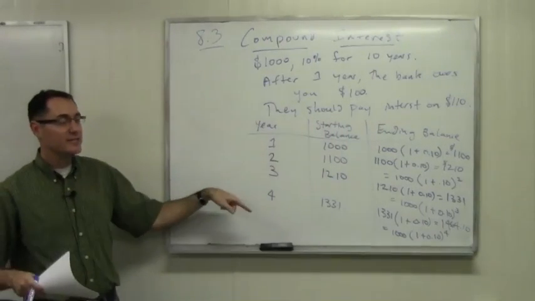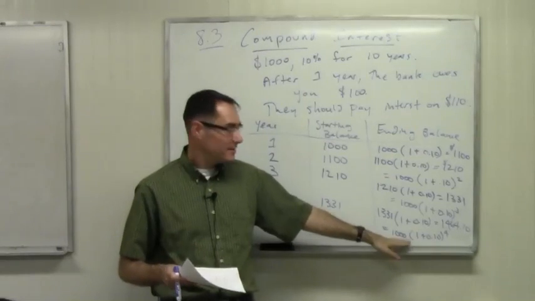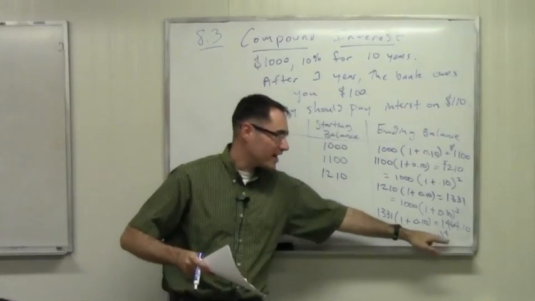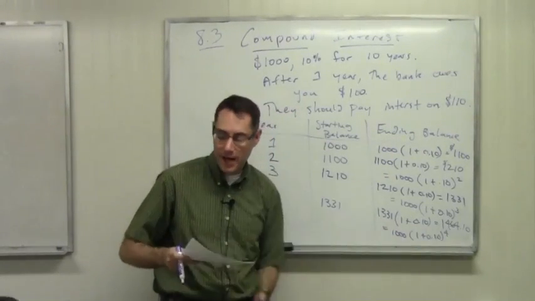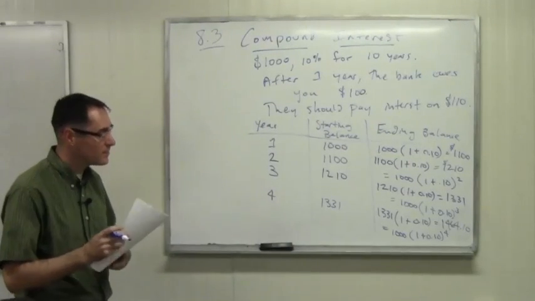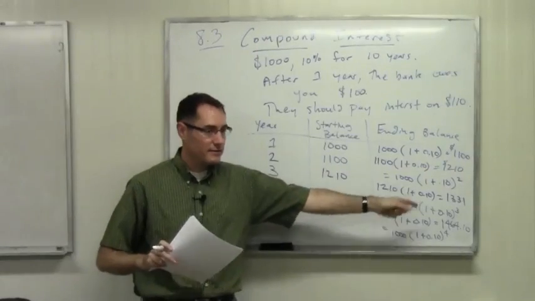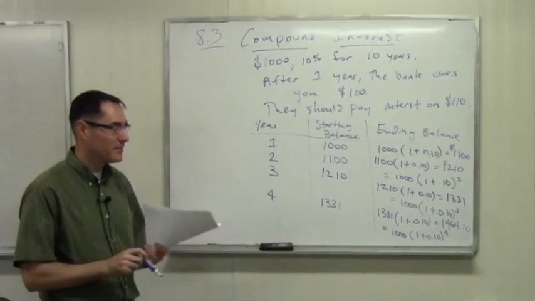So you see how this works now. See the little pattern here? 1,000 times 1 plus 0.10 to the number of years. That's nice. This is how compound interest works. We're going to actually use that in our formula in a little bit.